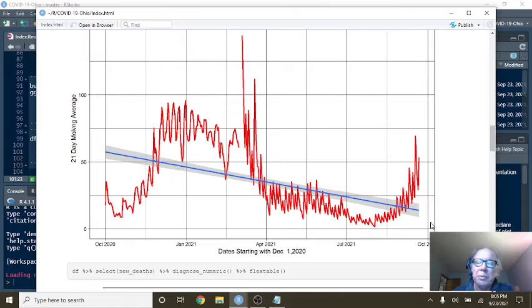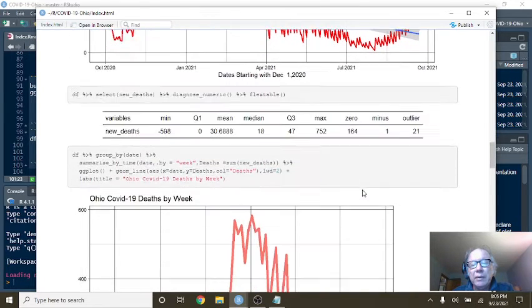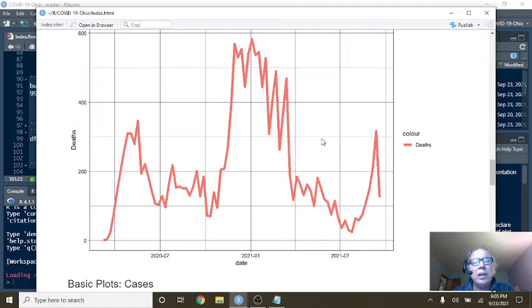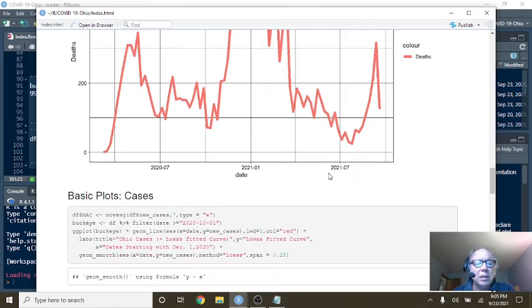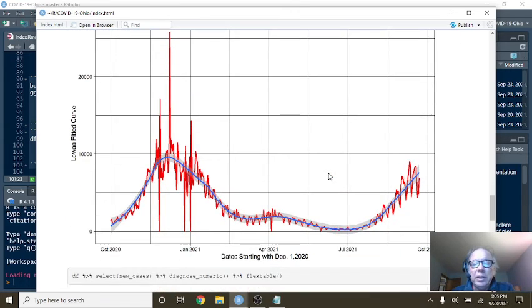Now, here's a question. How many of these people were vaccinated? Okay, what about deaths? Well, these are weekly cases. These are weekly deaths. How many of these people over here were vaccinated? How many of these people all the way back to January were vaccinated? What about cases? Well, what you can see here, you can see again, an increase in cases.